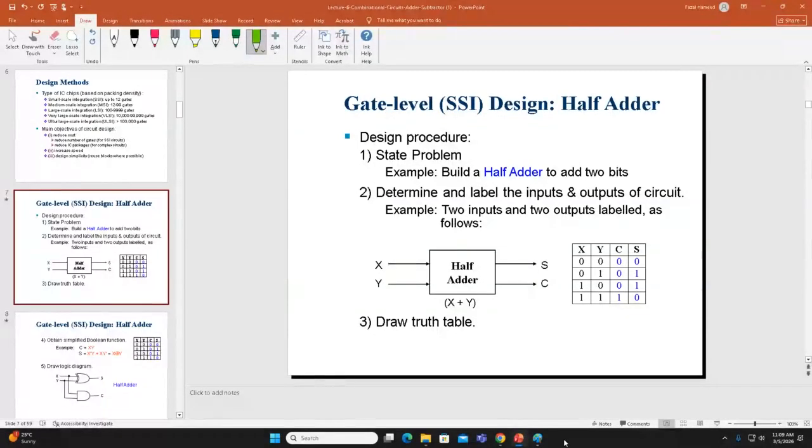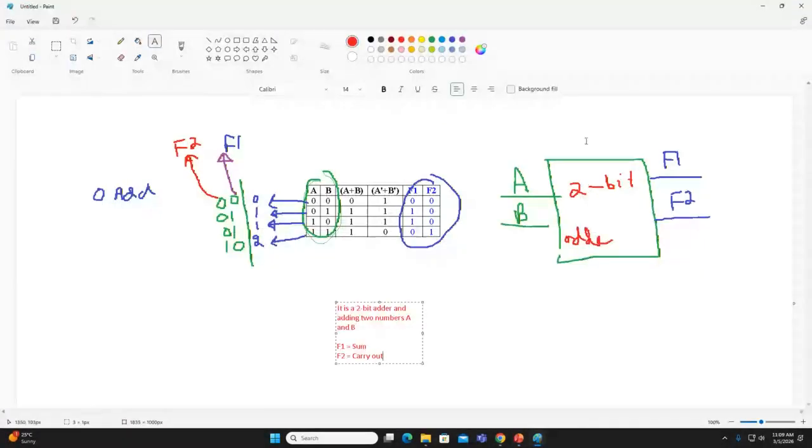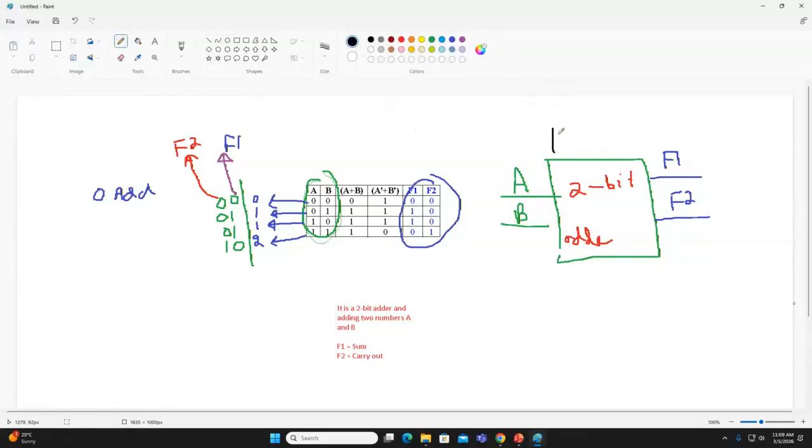Half adder is not a 2-bit adder. It is a 1-bit adder. We call this a half adder. Any question?